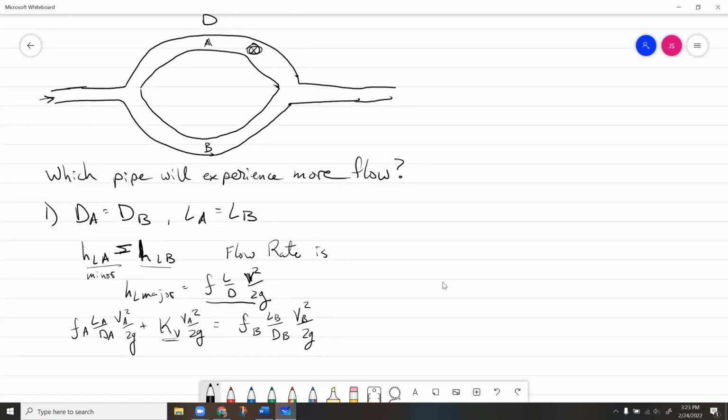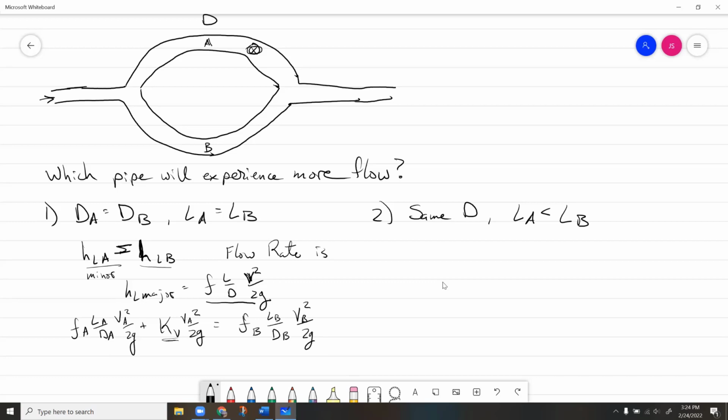Okay, so let's do another scenario. We'll have the same diameter, but now we'll say the length in A is less than the length in B, and we'll just leave it at that. You still have the valve in there. What do you think is going to happen in this case?